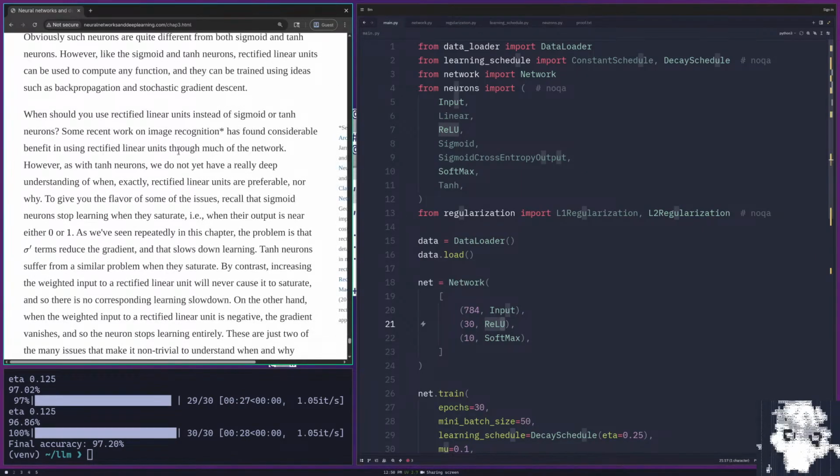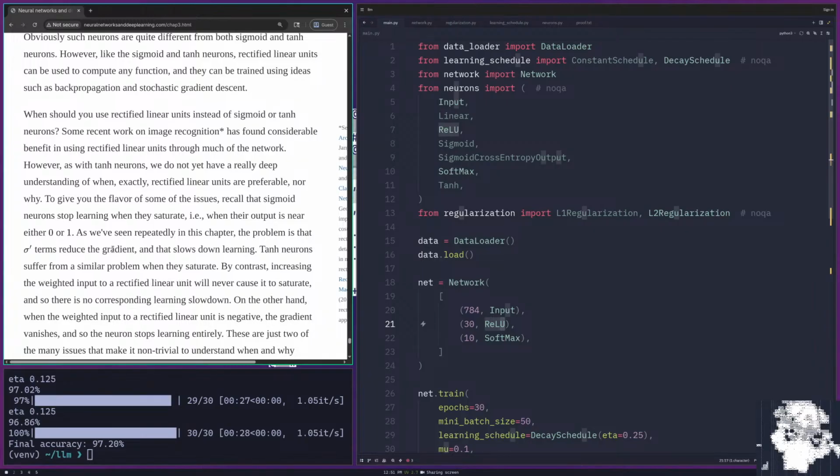Obviously, such neurons are quite different from both sigmoid and tanh neurons. However, like sigmoid and tanh neurons, rectified linear units can be used to compute any function, and they can be trained using ideas such as backpropagation and stochastic gradient descent. When should you use rectified linear units instead of sigmoids or tanh neurons? Some recent work on image recognition has found considerable benefit in using rectified linear units through much of the network. However, as with tanh neurons, we do not have a really deep understanding of when exactly rectified linear units are preferable, nor why. To give you the flavor of some of these issues, recall that sigmoid neurons stop learning when they saturate, i.e. when their output is near either 0 or 1. As we've seen repeatedly in this chapter, the problem is that sigma prime terms reduce the gradient, and that slows down learning.